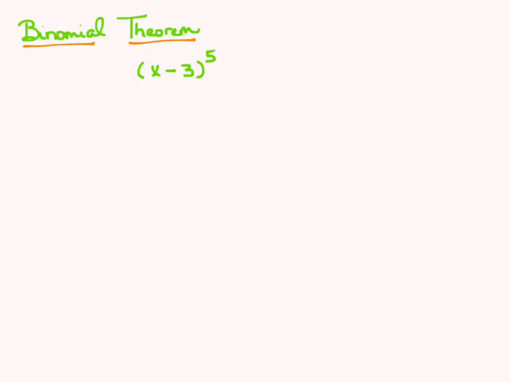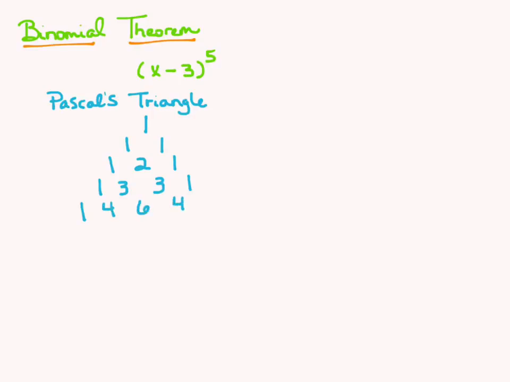So first of all, let's start off with what's called Pascal's triangle. Pascal's triangle looks like this. It starts out with 1 at the top, and then 1 and 1, and then the next row is 1, 2, 1, and then 1, 3, 3, 1, 1, 4, 6, 4, 1.